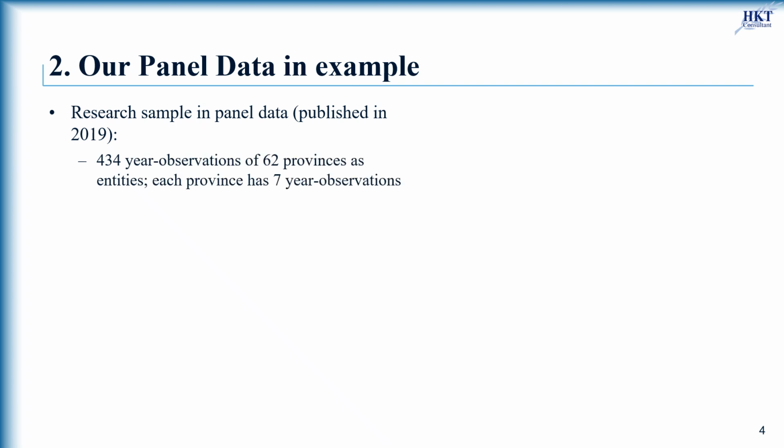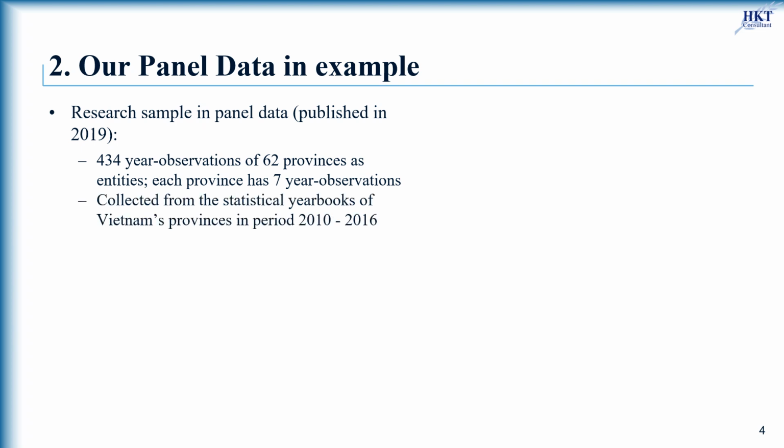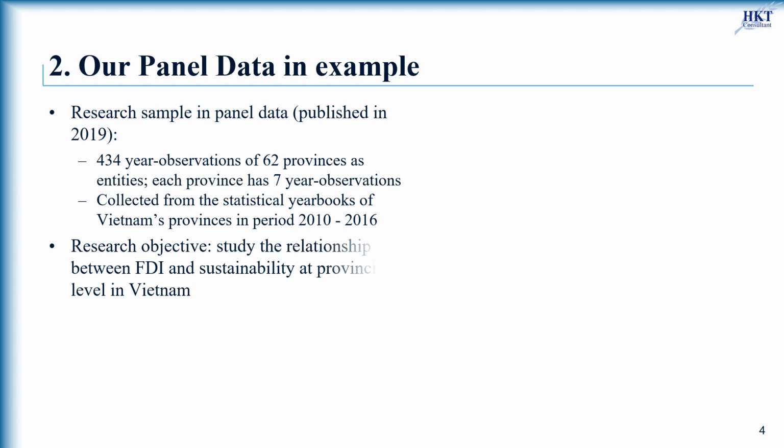434 observations from 62 provinces, with each province observed over a 7-year period. The data were collected from the statistical yearbooks of Vietnam's provinces, for the period 2010 to 2016, and were subsequently cleaned by removing provinces and year observations with missing values. The objective of this research is to examine the relationship between FDI and sustainability at the provincial level in a developing host country of Vietnam.